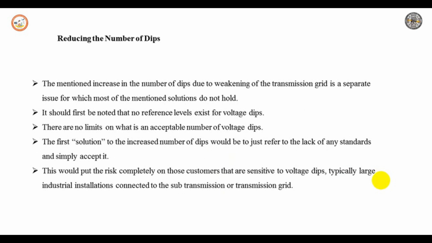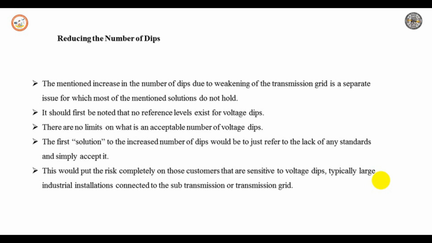In reducing the number of dips, the mentioned increase in the number of dips due to weakening of the transmission grid is a separate issue, so most of the mentioned solutions do not hold here. It should first be noted that no reference level exists for voltage dips. There is no limit on what is the acceptable number of voltage dips that are going to happen.